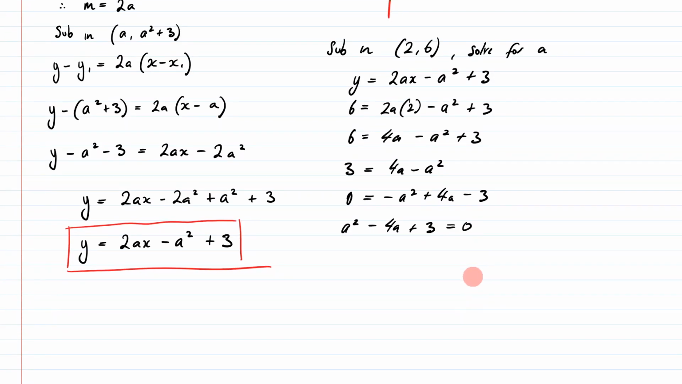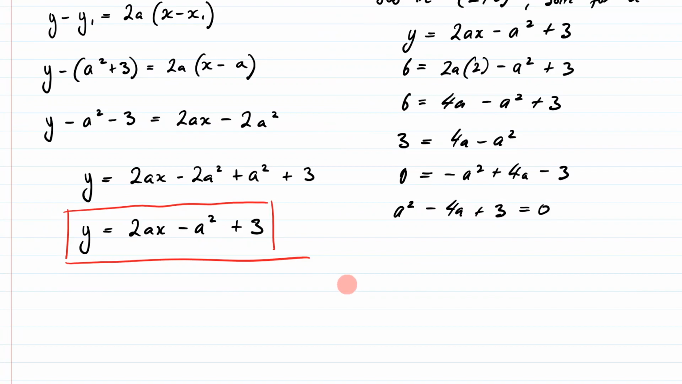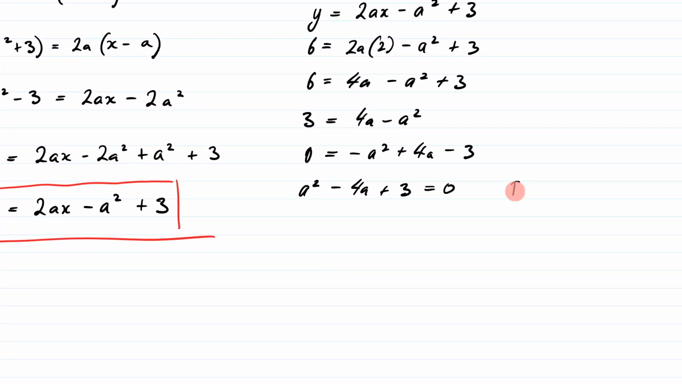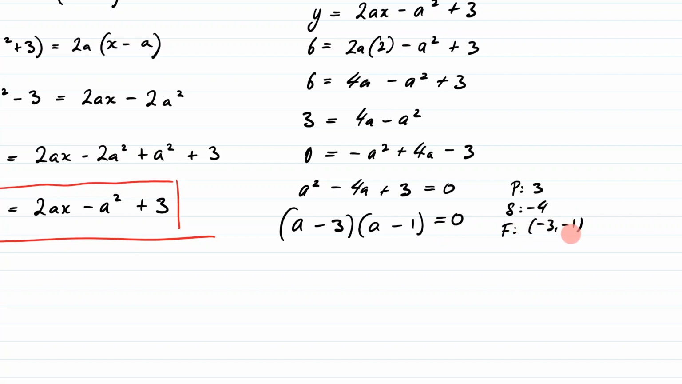All right, now I'm solving for A, so I'm just going to factorize this. Remember, your product has to be 3, your sum has to be -4. It could be -3 and -1. So (a - 3)(a - 1) = 0, because -3 times -1 is 3, and -3 plus -1 is -4. A is going to be equal to 3, A is going to be equal to 1.